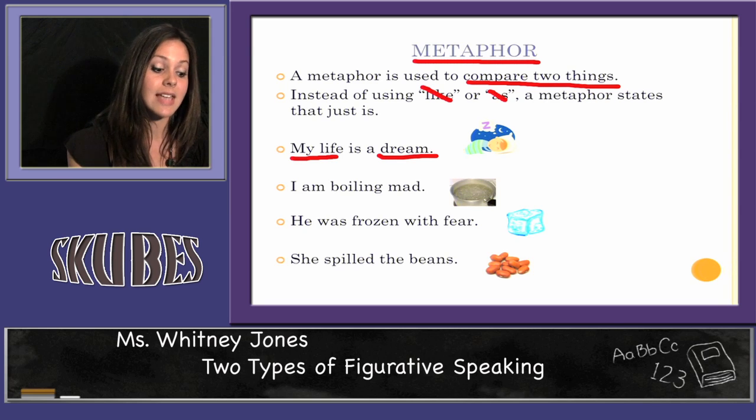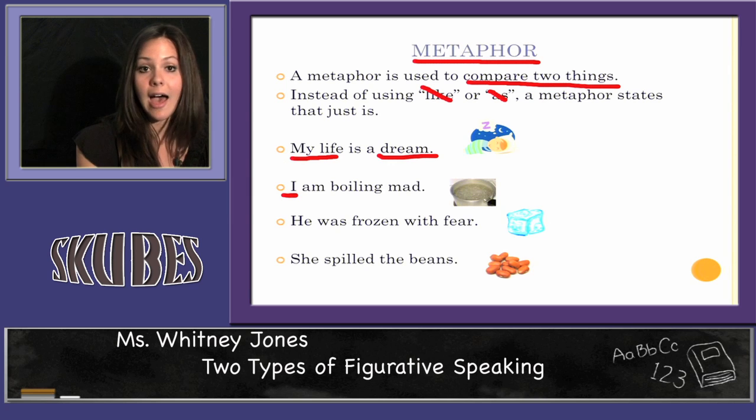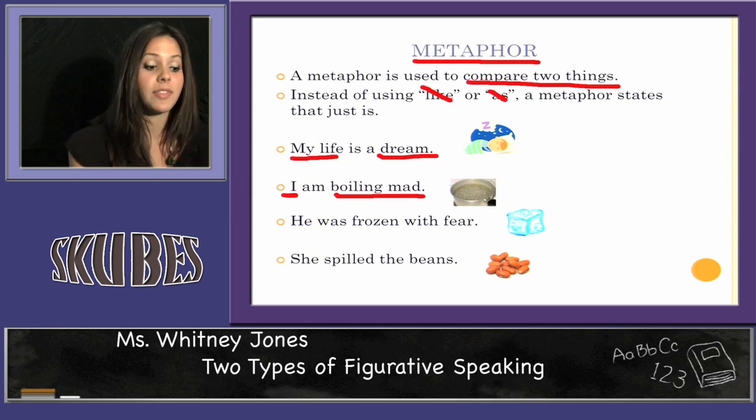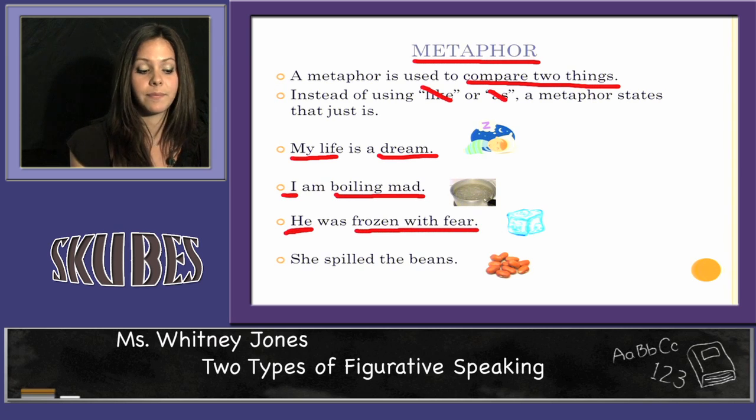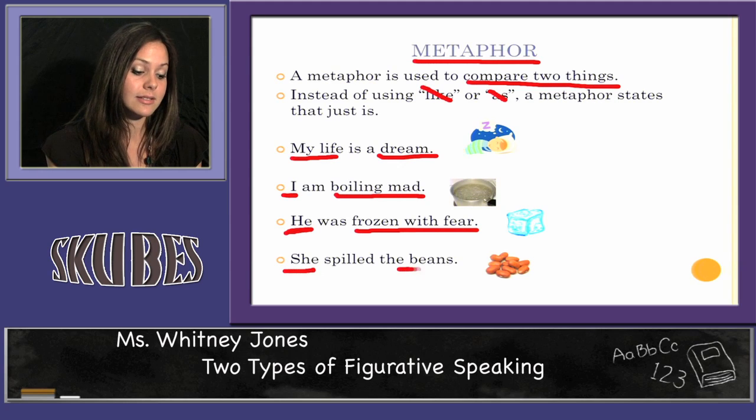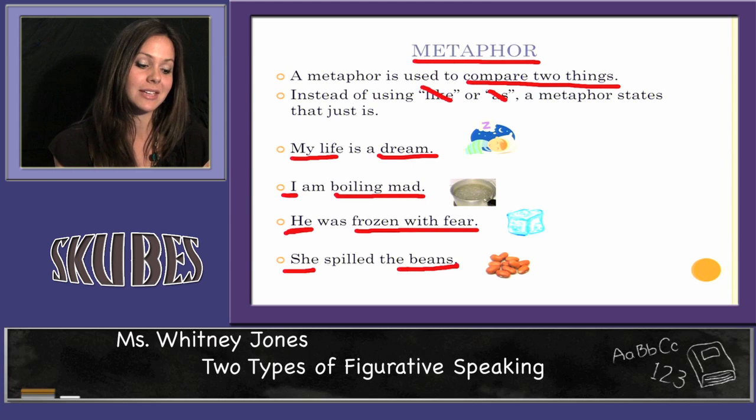The second one says, I am boiling mad. It's comparing I, or the person, to being boiling mad without using the words like or as. The third one says he was frozen with fear. It's comparing he or him to being frozen with fear. And the last one says she spilled the beans. So it's comparing her actions to spilling beans.